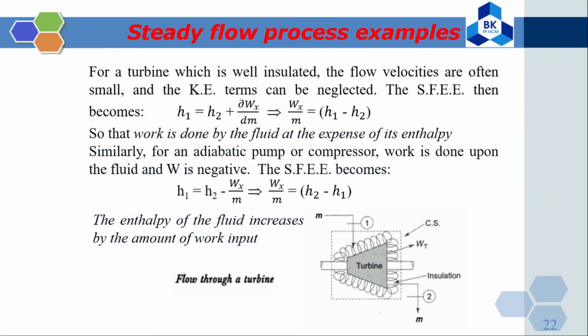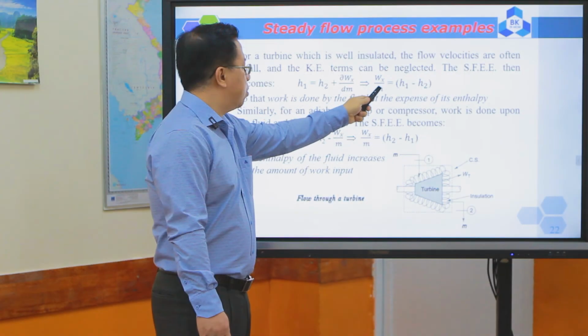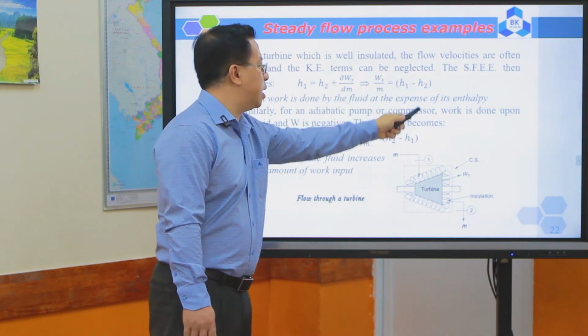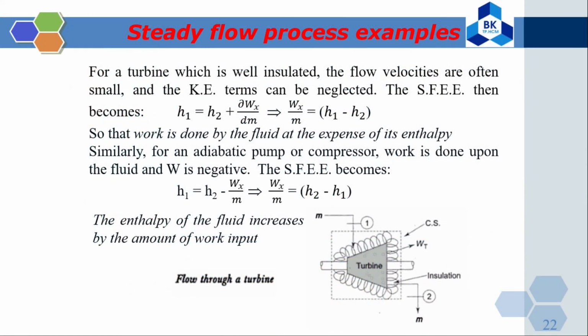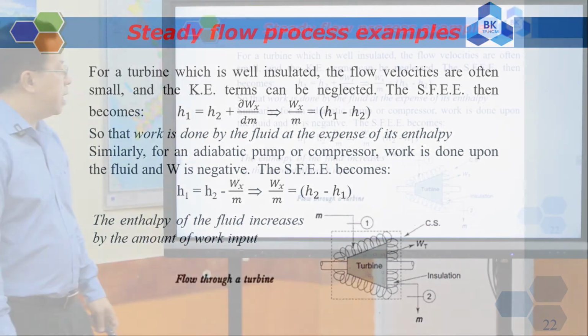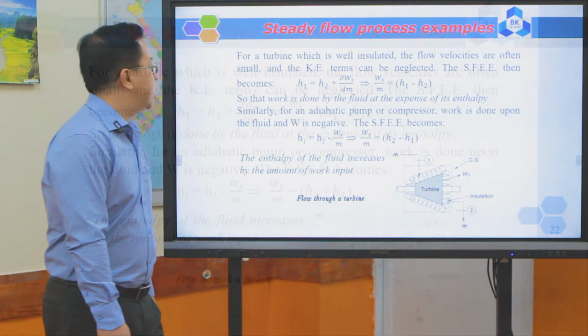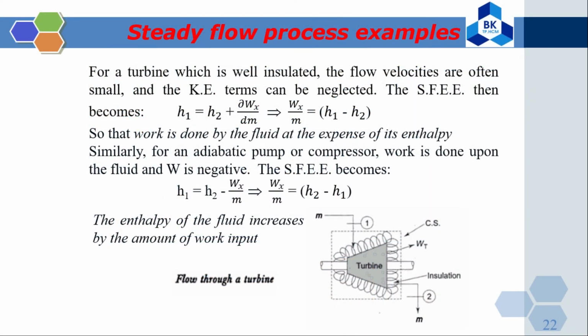So in this one, we can rewrite it, we get the formula Wx divided by m equal to H1 minus H2. So the work is done by the fluid at the expense of its enthalpy. Or in other words, it will reduce enthalpy to produce work in the turbine.